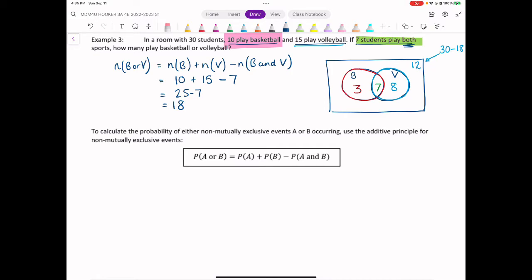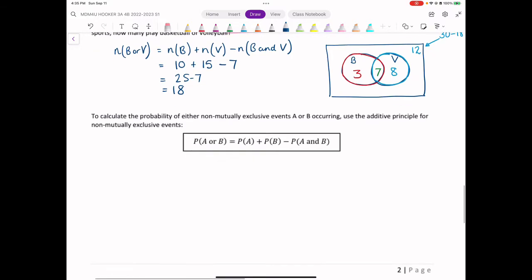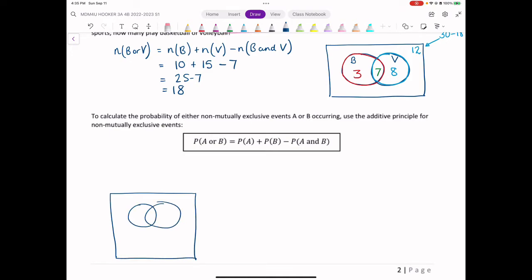So what do we do if it's a little bit bigger than that? What if we have 3 events? Let's take a look. What if we have events A, B, and C? What about that? And what if they all overlap? Let's take a look. 1, 2, and 3.